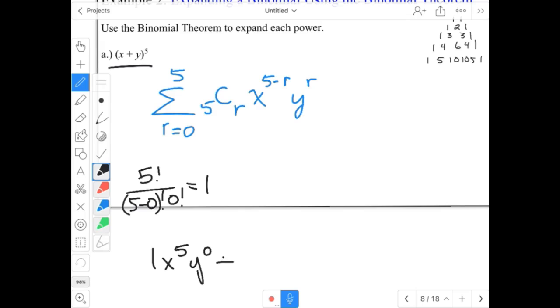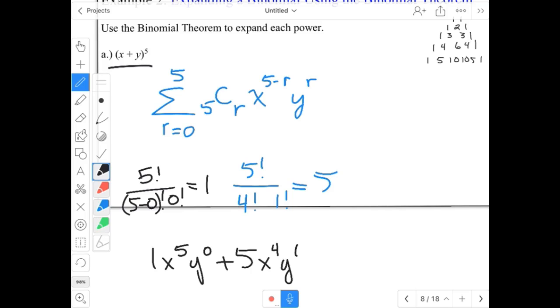Okay, plus, I would do my next term, 5 factorial, and now r is going to be 1 because I'm cycling up to 5. So that's going to be 5 minus 1, so this will be 4 factorial down here, and then 1 factorial. Now those 4 times 3 times 2 times 1s on top and bottom will cancel out, so this will be equal to 5. So plus 5. Now we're going to have x to the 4th and y to the 1st.